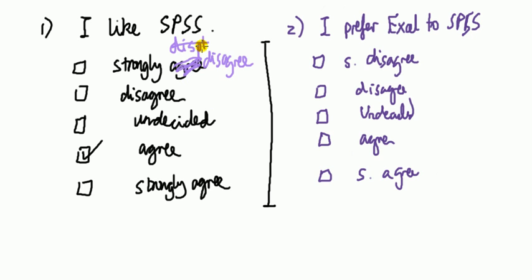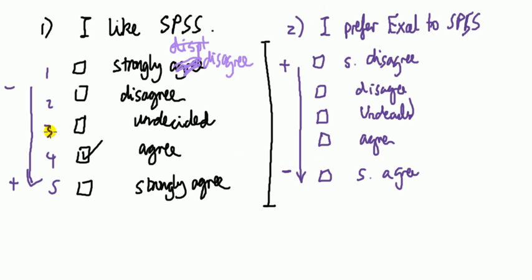Right, well, why is this reverse worded? It's because, say that most of the questions are like this, with a positive attitude, so as you're going down, as the scale goes higher, it means there's a stronger positive attitude to SPSS. Positive, negative. Well, in this case, I prefer Excel to SPSS, so the more you agree with this, the more negative attitude you have to SPSS. Can you see the direction here?